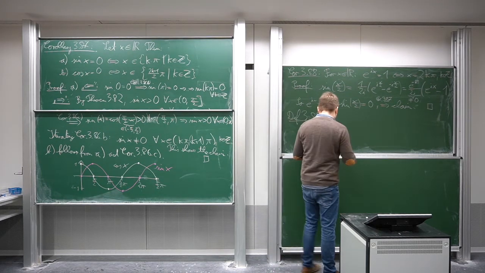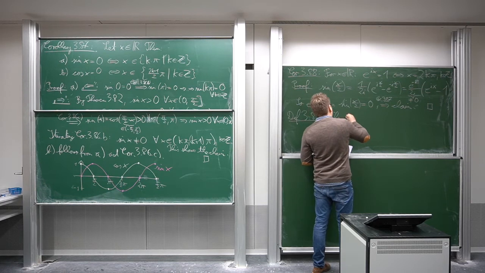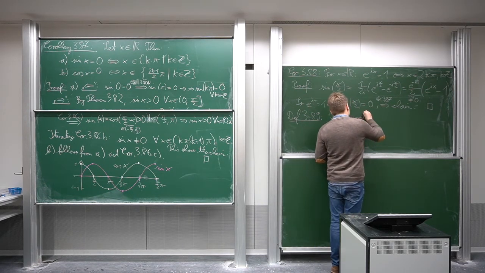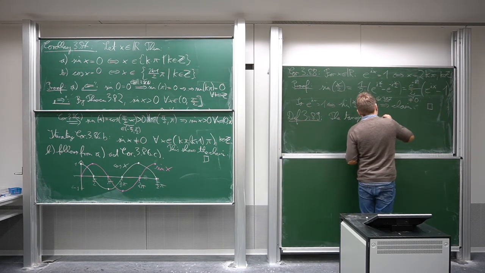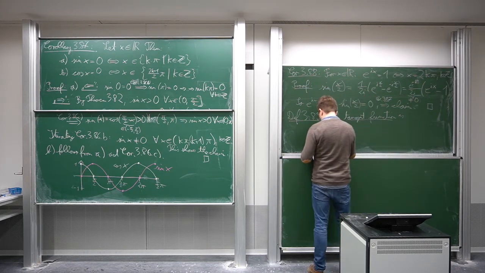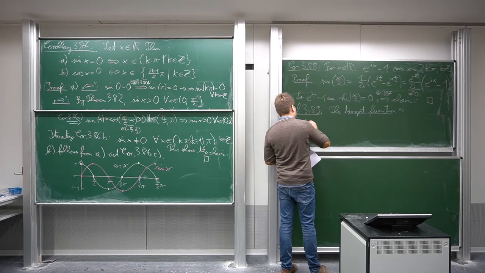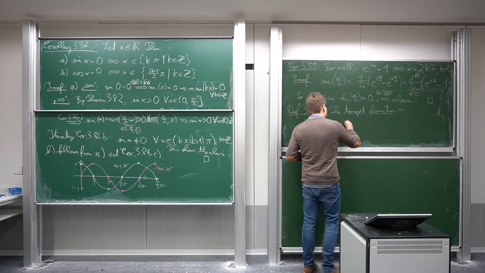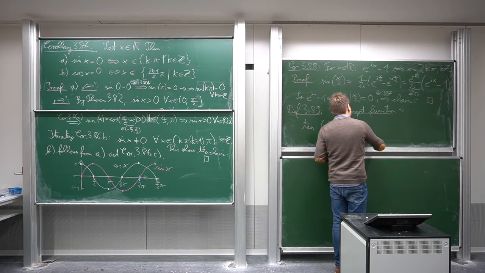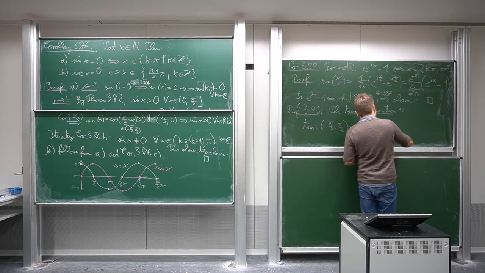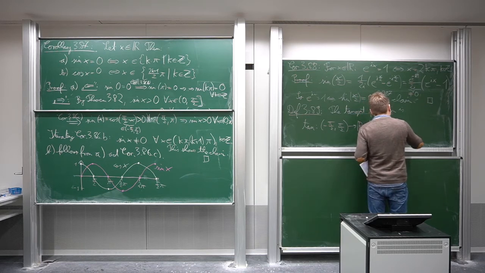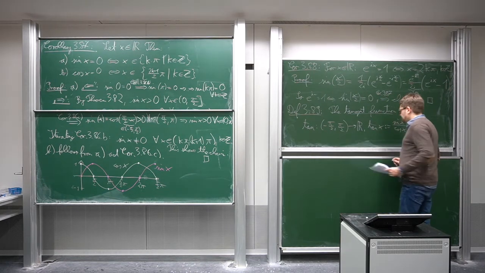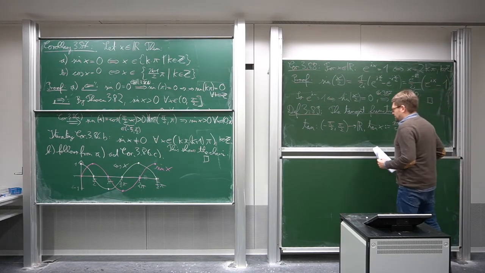So, definition 389, the tangent function is the function tan from minus pi over 2 to pi over 2 to R. Tan of x is defined to be the sine of x divided by the cosine of x. We've seen before that the cosine is positive on this interval, so that's indeed well defined. So this is a function.